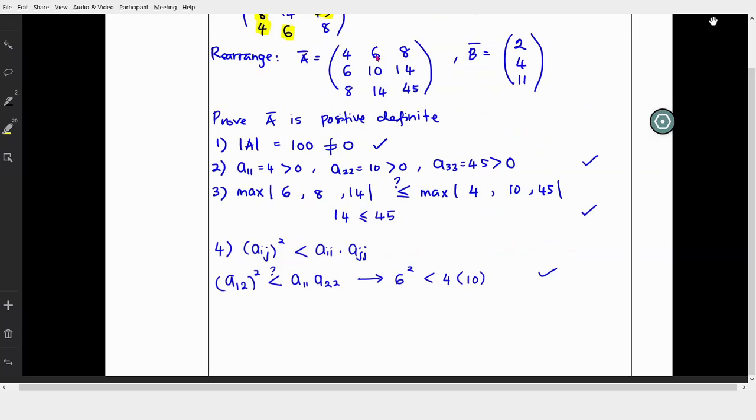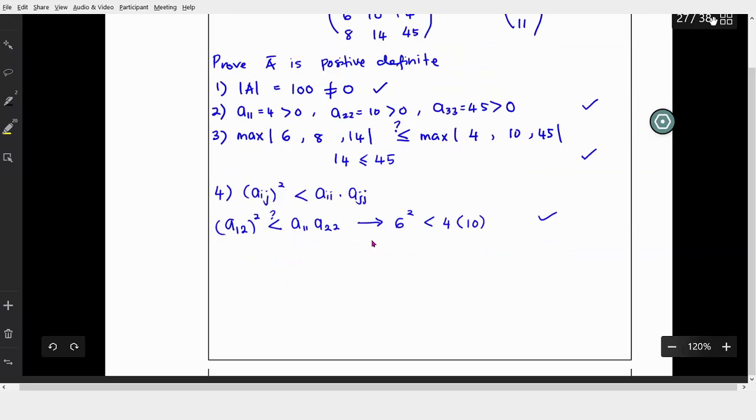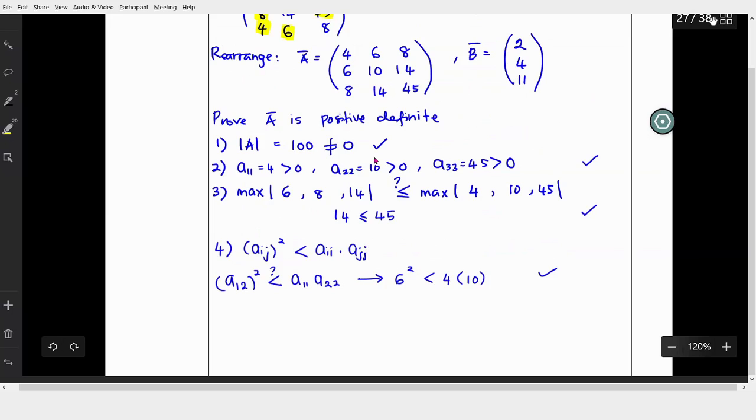Because sometimes it is the last one that does not satisfy. So don't be happy yet. You need to test for every element. But since you have a symmetric matrix, if you are checking for A12, it's supposed to be the same as checking for A21. So you don't need to check two times. So this one is equal to A21, sama je, sebab dia symmetry. If you look at A21, it's supposed to be less than A22 times A11, so the same, A11 times A22.